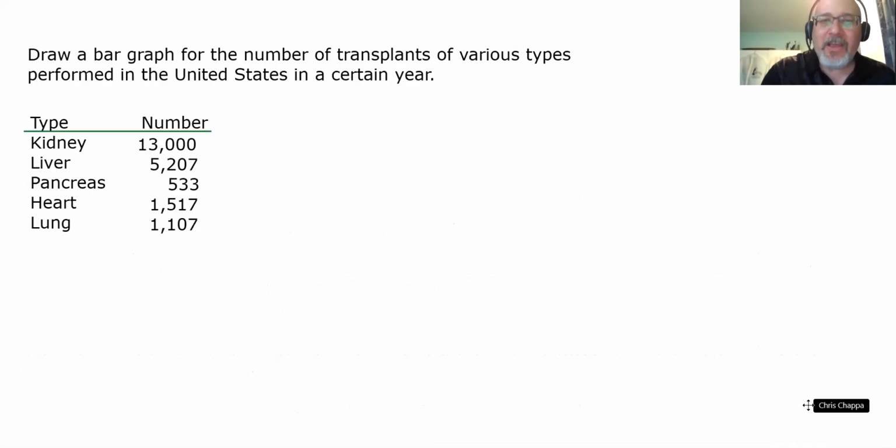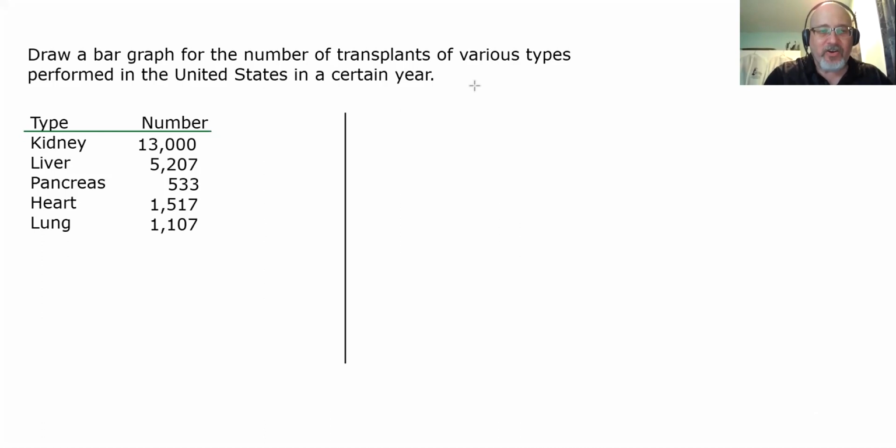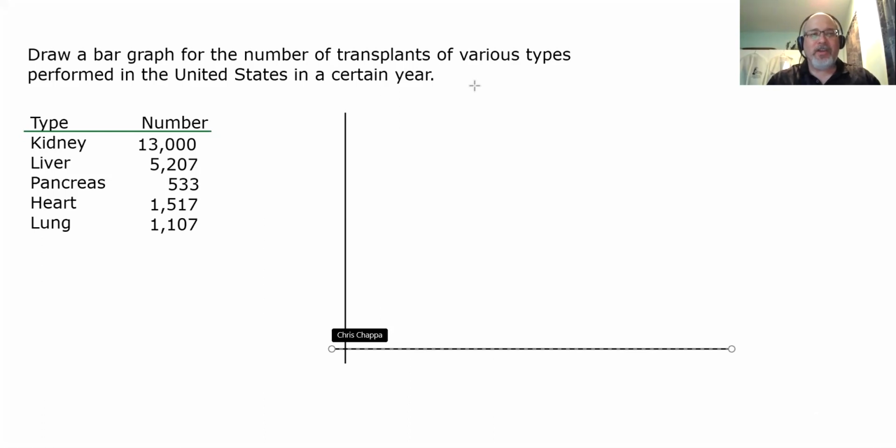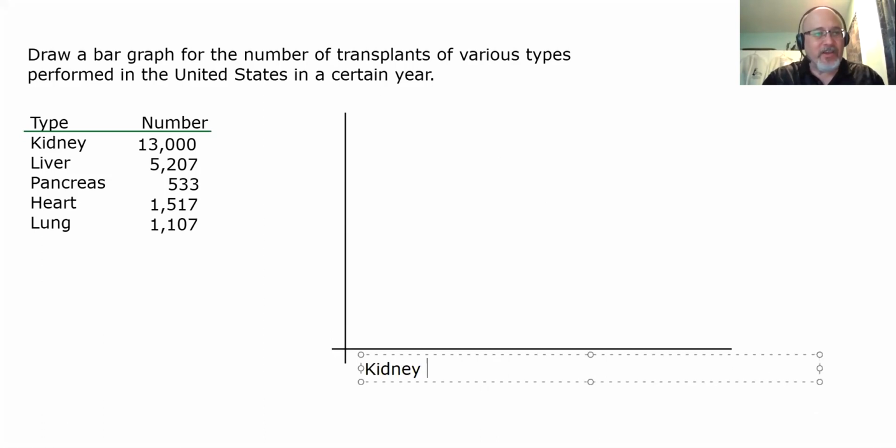All right, if we're going to draw a bar graph, the first thing we need to do is draw a vertical and horizontal axis, and they should intersect in the lower left corner. Then along the horizontal axis, we need to write the values of the categorical variable. The variable here is type of transplant, and it has 5 values according to this distribution table. Those 5 values are, from left to right, kidney, liver, pancreas, heart, and lung.